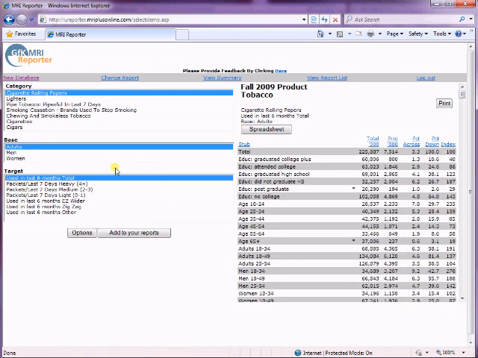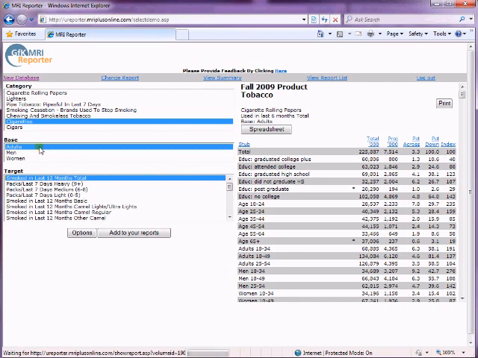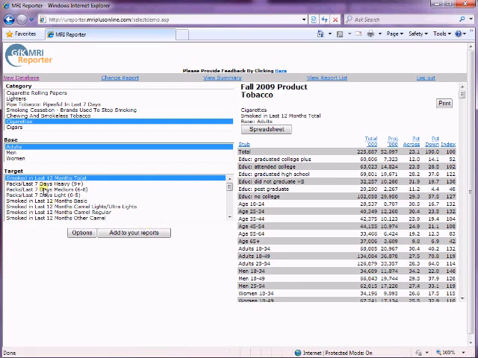Let's find out about people who use cigarettes. Our base is all adults in the study in the fall 2009 product survey. And our target that we're interested in, people who smoked in the last 12 months. Okay, so these are things that we might want to learn, characteristics of people who are smokers in the last 12 months. First of all, let's look at our total.